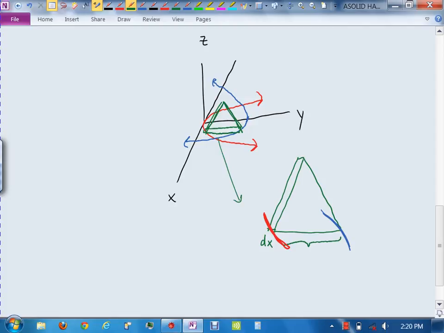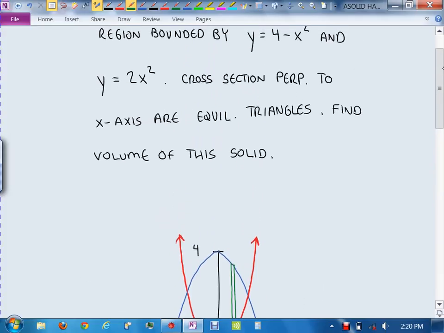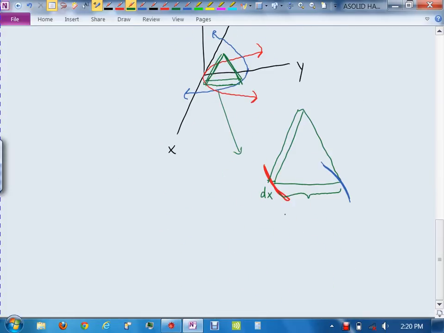That distance is the difference between the two functions, isn't it? So it's the top one minus the bottom one, which for us is the blue one minus the red one, which is what? 4 minus x squared minus 2x squared, which is just 4 minus 3x squared, right? That's how wide it is.